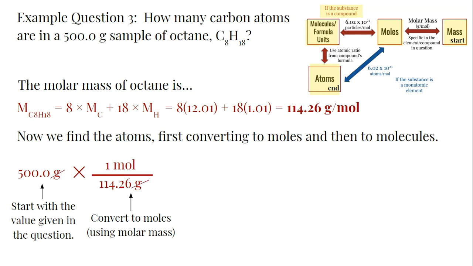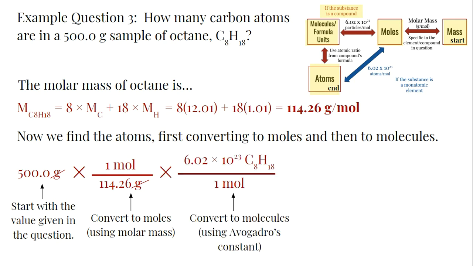So now we're at moles, so our next step is to go to molecules. So we're going to use Avogadro's number, and the 6.02 times 10 to the 23 is going to be on the top because we're trying to cancel out moles on the bottom. So there are 6.02 times 10 to the 23 octanes in 1 mole.